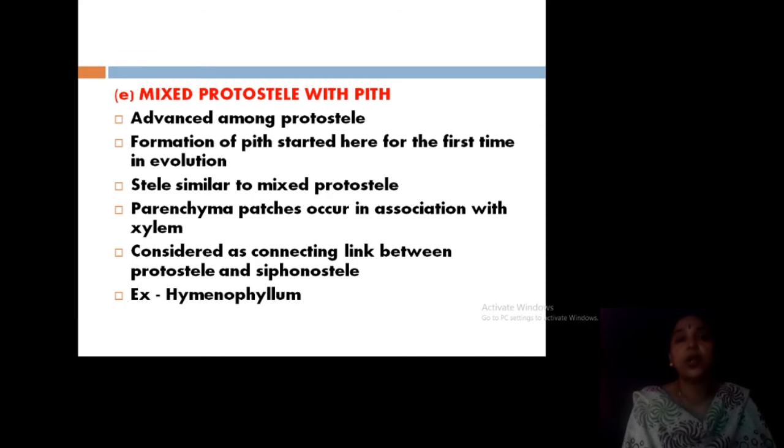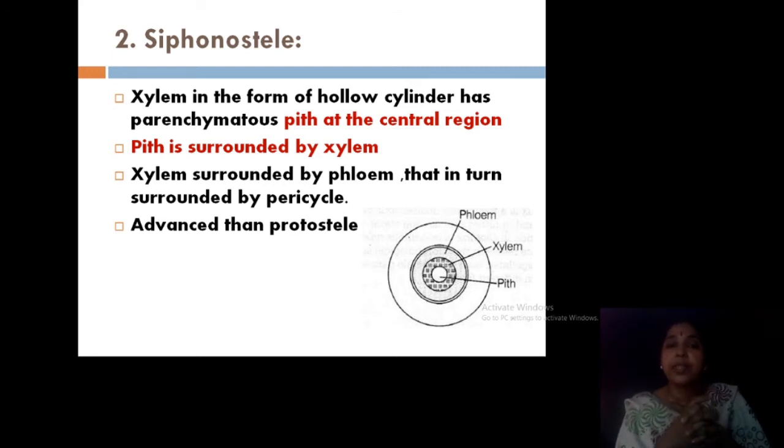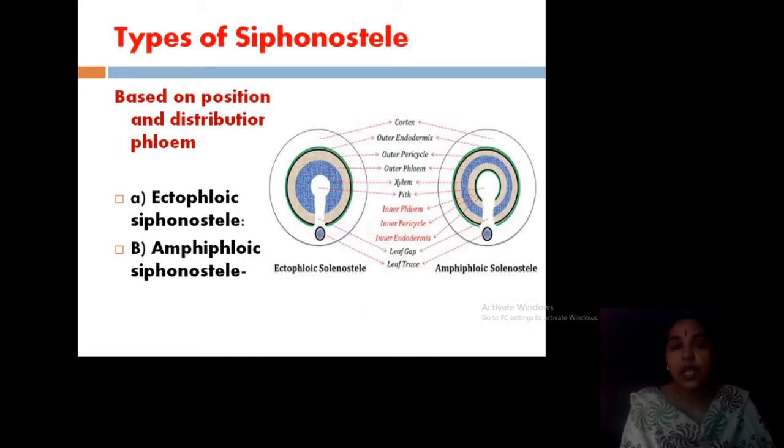Clear? Okay. Now let us move on to second type, that is siphonostele. What is siphonostele? That is stele with the center pith. Okay. Pith is surrounded by xylem, then it is surrounded by phloem, then pericycle, endodermis. Other structures are same. See here, centermost portion pith, surrounded by xylem, that in turn surrounded by phloem. That is known as what? Siphonostele. These are classified, based on the position and distribution of phloem, into two types, ectophloic siphonostele and amphiphloic siphonostele. Ecto means outer phloem, then amphiphloic, both sides.